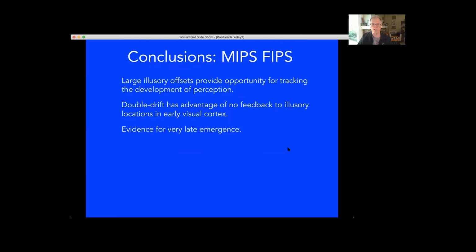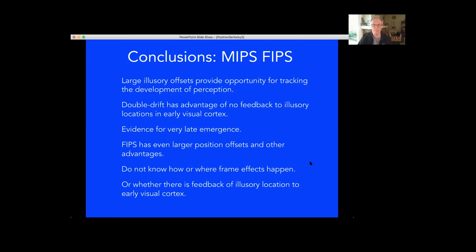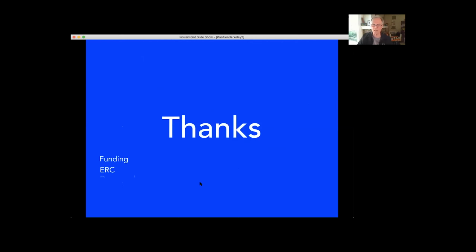And what we did find there was that some representation of position, some representation of the perceived location, seems to emerge very late, outside the visual system. Now, interestingly, the frame-induced position shift has an even larger effect. So that opens up all sorts of new opportunities for us to study this. And we don't really know how or where it happens, or whether there's feedback of illusory location to early visual cortex, although Josh Solomon just sent me a paper that maybe suggests there might be. Anyways, that's it. Thank you.